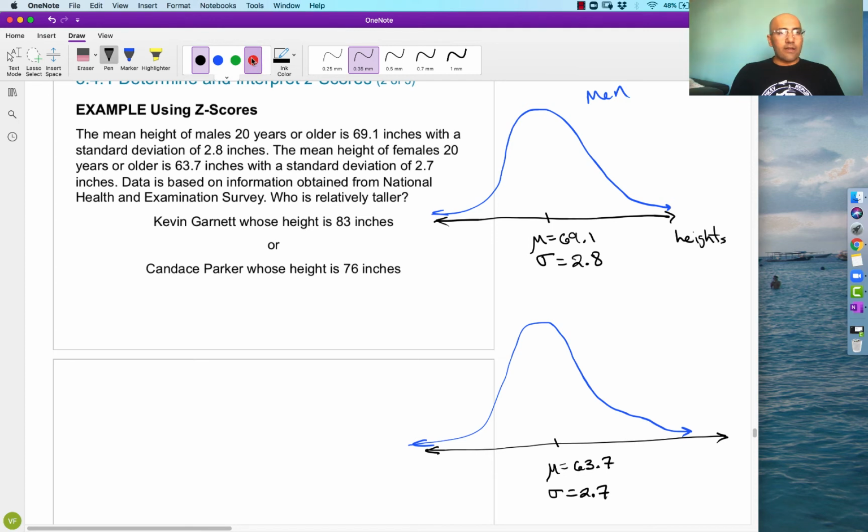So we got Garnett way over here. Let's just say 83 is over here, and that's unusually high. It's pretty high up there. How unusual is it, right? And we got Parker, that's way over here at 76. So which one is more unusual? 83 in this distribution or 76 in this distribution, right? So clearly we want to find the z-scores associated with each one of these in order to be able to answer this question. So let's go ahead and do that.